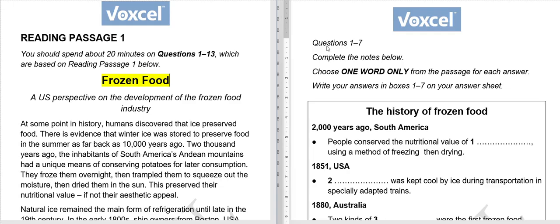Now, the question states: choose one word only. It's very important to read instruction words, because if you write two or more words for these seven questions, though the one word you have written among them may be correct, your answer will be marked as incorrect. It's that much important to read instruction words.